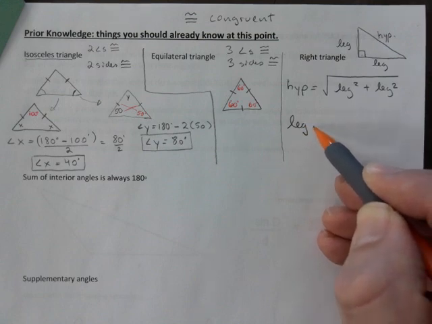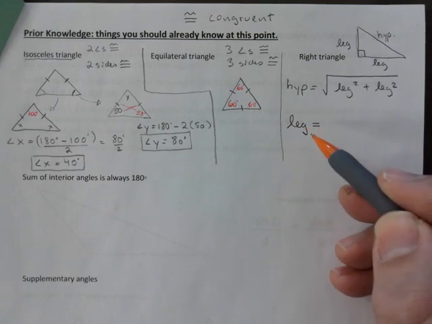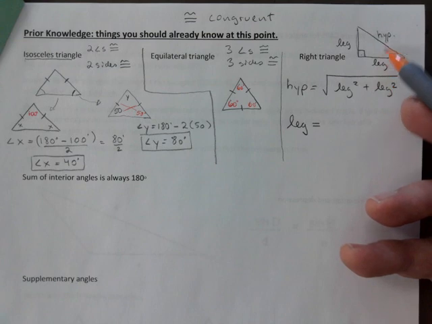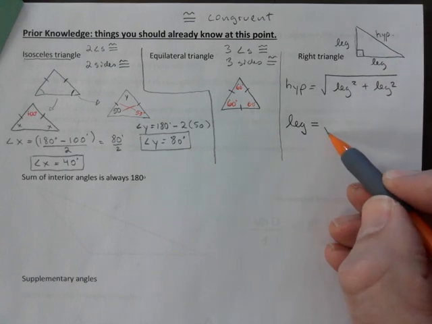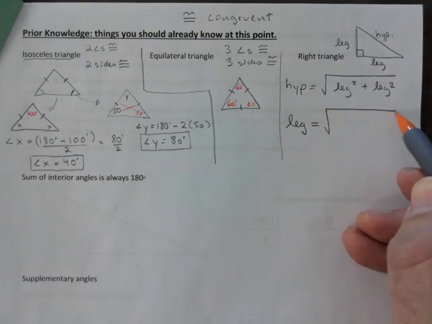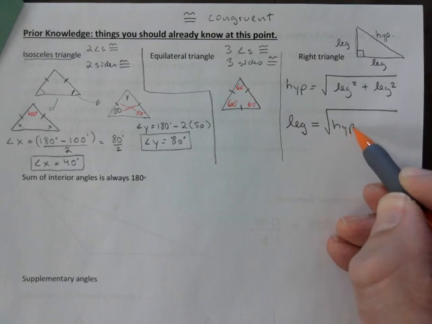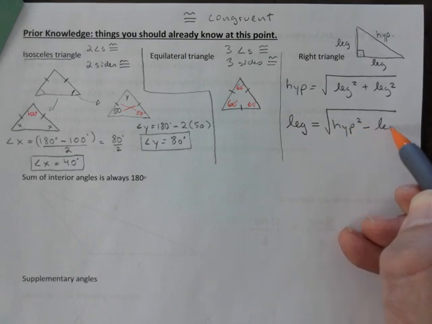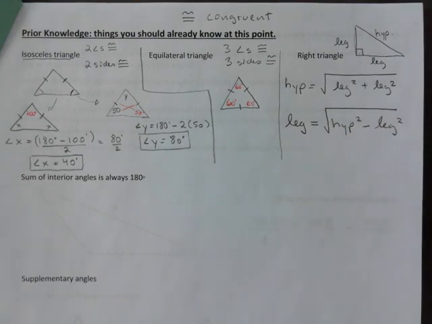Sure. If you want to know one of the missing legs, so they give you the hypotenuse and one of the legs, you take the square root of hypotenuse squared minus leg squared. That's as simple as that. Those are the two formulas that I use when there's a right triangle, from time to time.